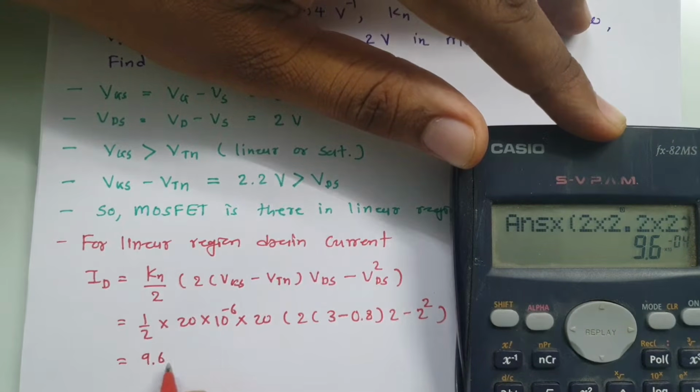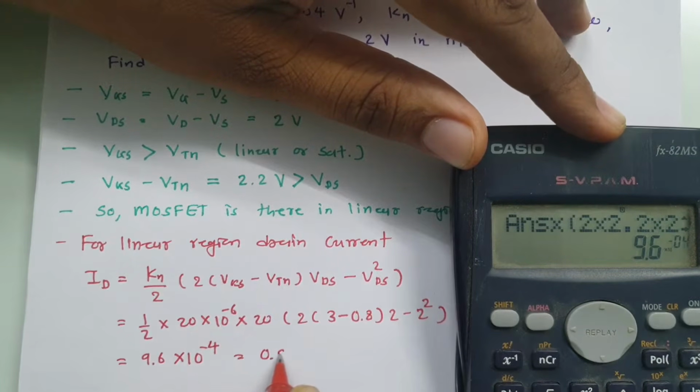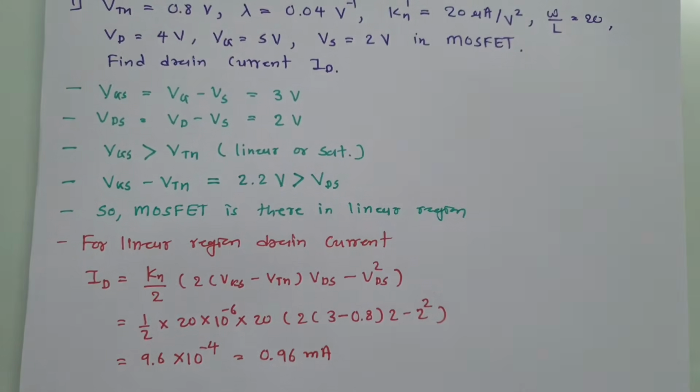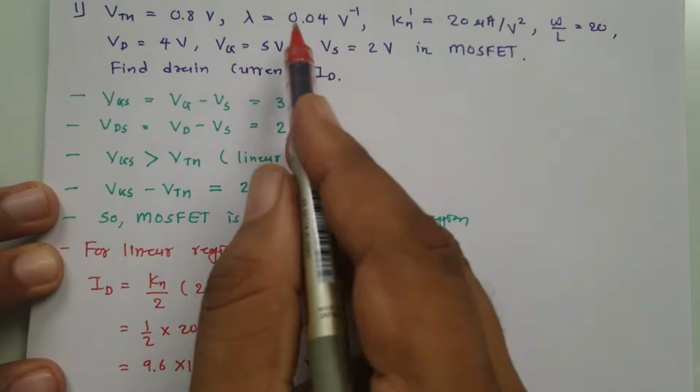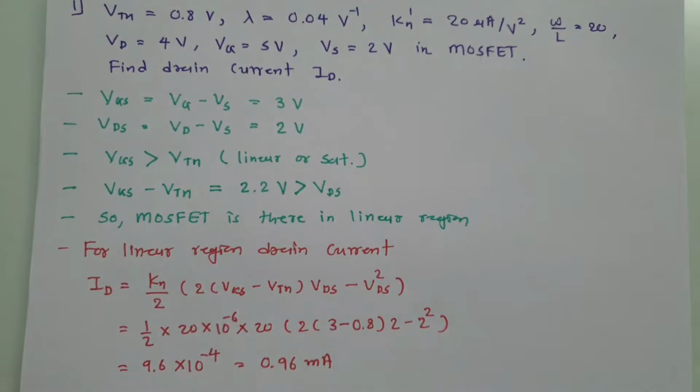So that is 9.6 into 10 to the power minus 4, which means we can say 0.96 milliampere, right. Now you might be thinking, here we have been given lambda. So what is the role of lambda?